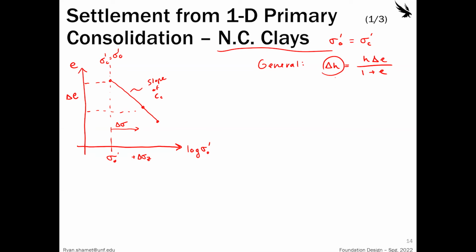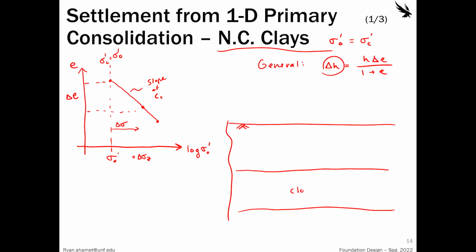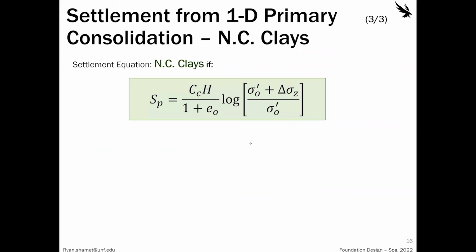But if we extrapolate this to a full scale condition, where we have a site here with some clay layer here, this is a profile, so this is like a tree, whatever. We have some clay layer here.